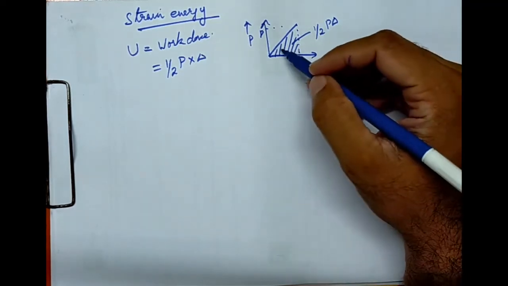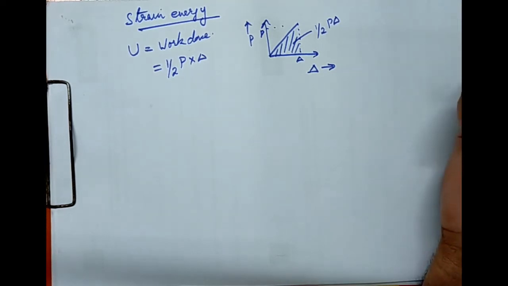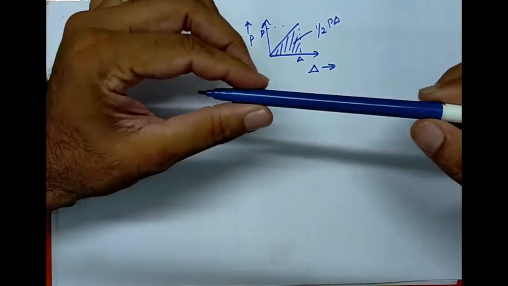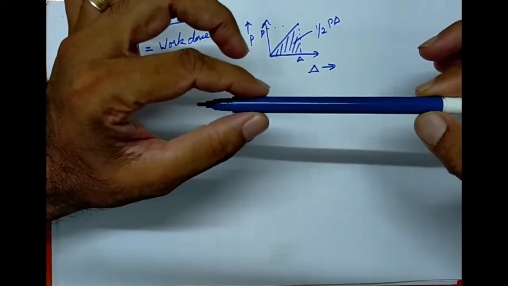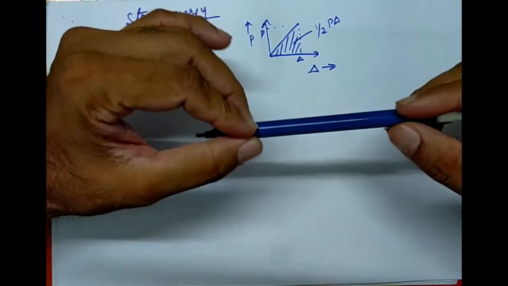So why are we considering only this area and ignoring the rest? That is the first thing you should understand. When we talk about strain energy, we are taking the case of a gradually applied load. I have this rubber band. I apply a zero force, then I gradually apply the load. I'm not applying a load suddenly.